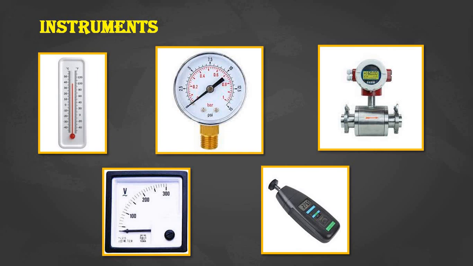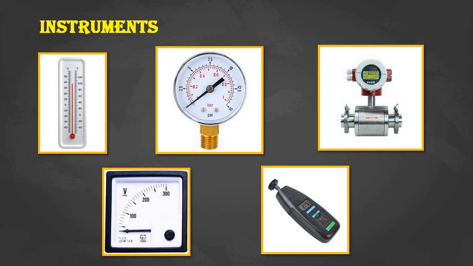If you see all of these instruments, the input quantities are not the same as the output quantities. In the case of a thermometer, the input quantity is temperature, but the output quantity is the level of the mercury column. So in a thermometer, the variations in temperature are converted into variations in the mercury column level. The same in the case of a Bourdon pressure gauge: the variations in pressure are converted into a displacement of a pointer. Likewise, in every instrument the input is not the same as the output.